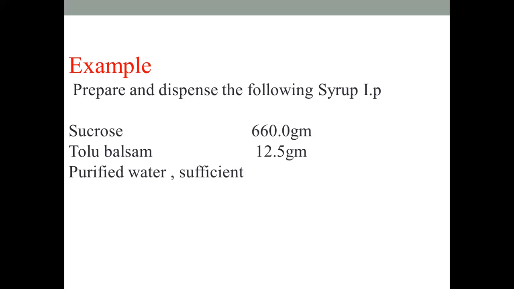So cover this vessel lightly and boil the content gently for half an hour with continuous stirring. Then add the purified water to adjust the specified weight. Then cool, filter the solution and add the sucrose. Cool, filter the solution and then add sucrose, and after the addition of sucrose heat the solution in the water bath to dissolve sucrose. And finally, sufficient purified water is to be adjusted.